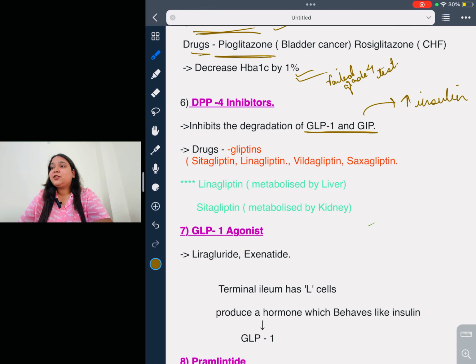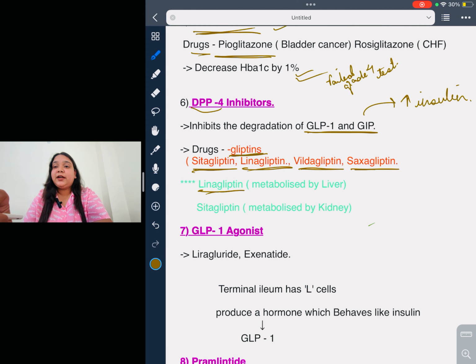They increase the level of insulin. That is why we inhibit DPP, which is actually causing the degradation of these, so that insulin level will be able to increase. Now these drugs, they end with the word gliptins. We have sitagliptin, linagliptin, vildagliptin and saxagliptin.